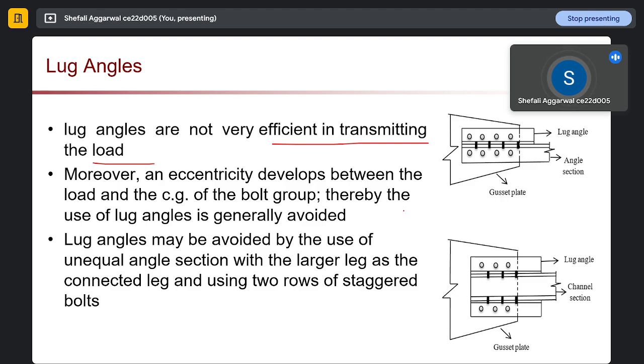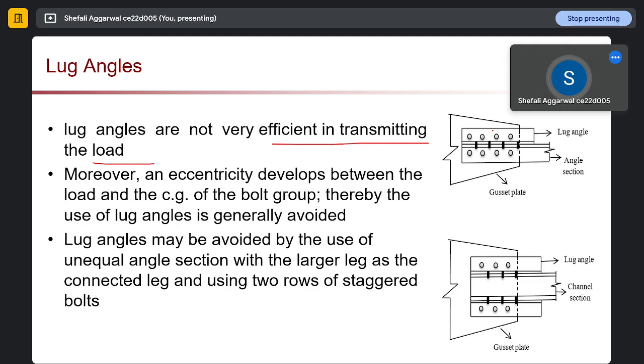So what are the disadvantages of our lug angle is, firstly, they are not very efficient in transmitting the load. And second thing is, when we are providing a lug angle, if you see, the angle section will be very long and there is a small lug angle provided here. So there are chances that eccentricity is developed between the bolt line, or between the CG of load and CG. And this eccentricity will cause the failure of our section. So therefore, we are avoiding lug angles.